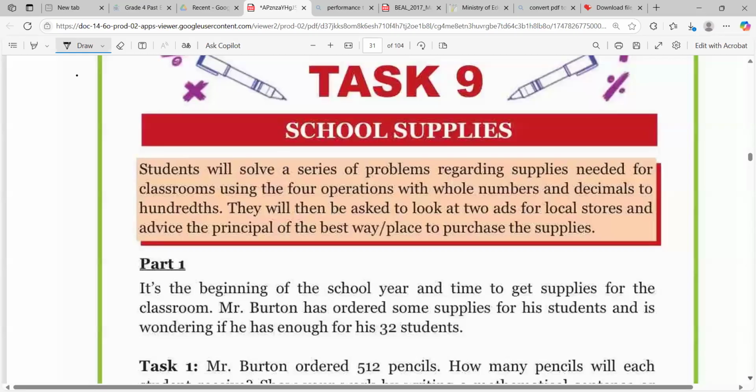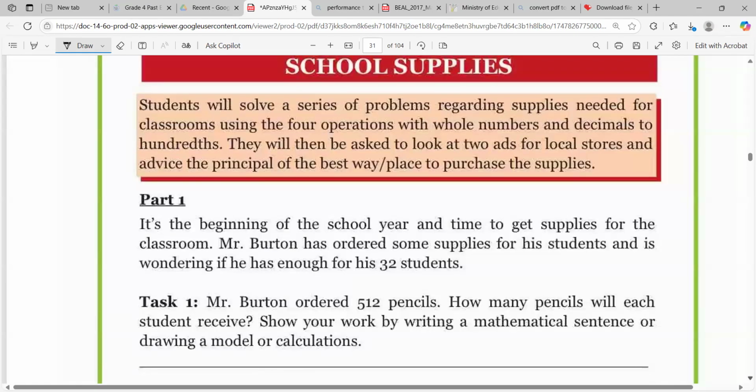All right, let's go, guys. So task 1. It says, Mr. Burton ordered 512 pencils. How many pencils will each student receive? Show your working by writing a mathematical sentence or drawing a model or calculations.